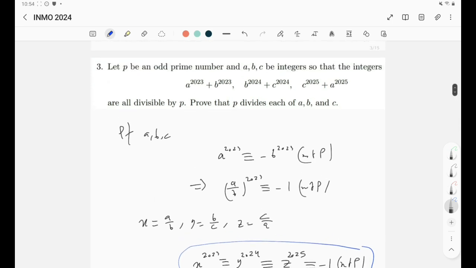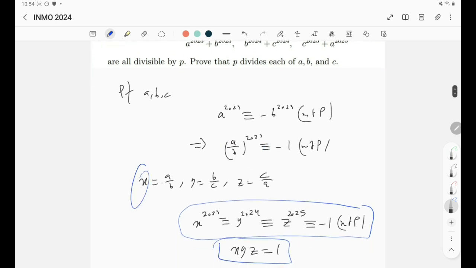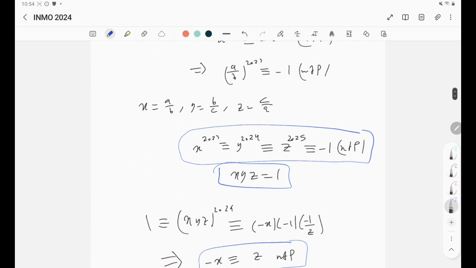We just took a prime number here, and for each one of these we turned this into mod, and in order not to work with 2 numbers, we just did the division strategy, and thus we're now working with the numbers x, y, and z. Their product is 1, of course, don't forget that, and we know that x to the 2023, and so on, they are just -1.